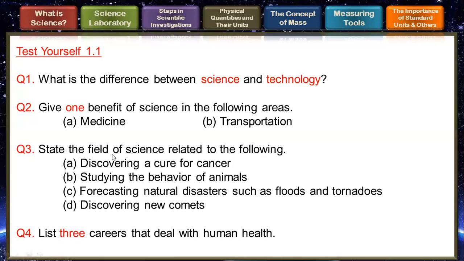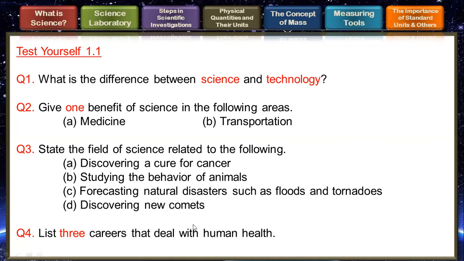Question number three: state the field of science related to the following. A, discovering a cure for cancer. Who is the person responsible for this? Studying the behavior of animals. What are those people doing this? Forecasting natural disasters such as floods and tornadoes. Why are those people doing them? And discovering new comets. So these are things that we can apply science on. You can go back to the areas of study in science and use those ideas to answer this problem.